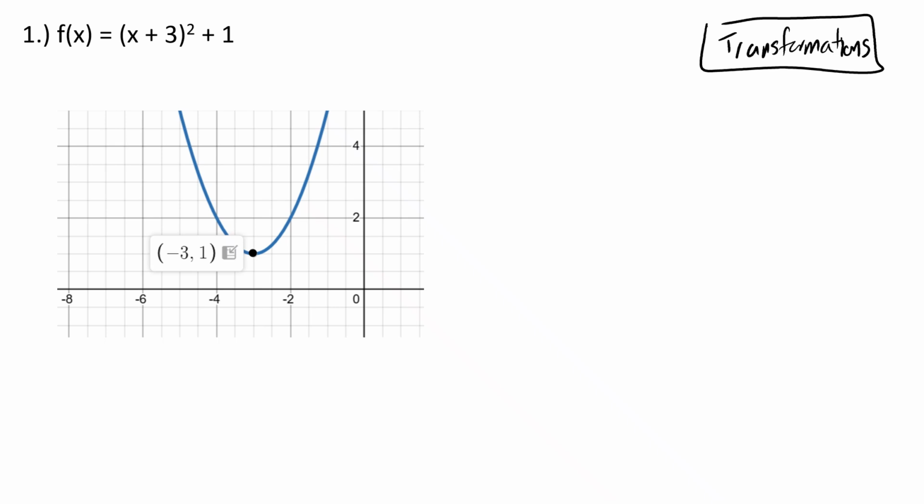And where you can go with that is if you remember that this +3 is going to send you left 3, and that +1 is going to send you up 1. From the parent function, there's your left 3, there's your up 1, and you actually don't need to graph it to be able to find the location of the vertex. So that can save you a lot of time.